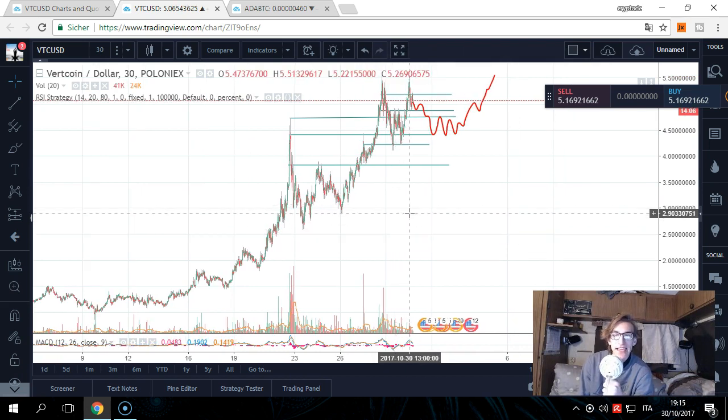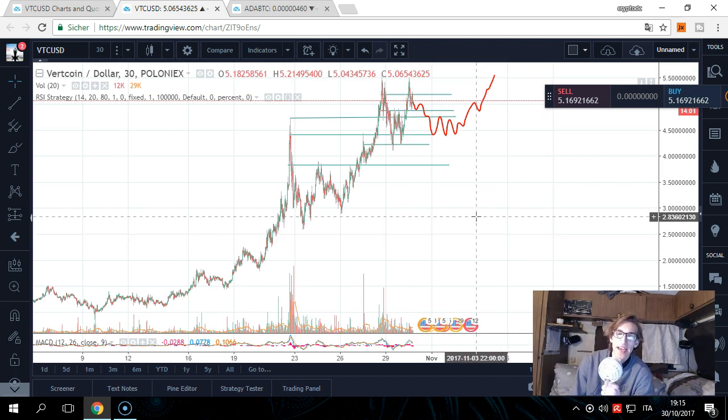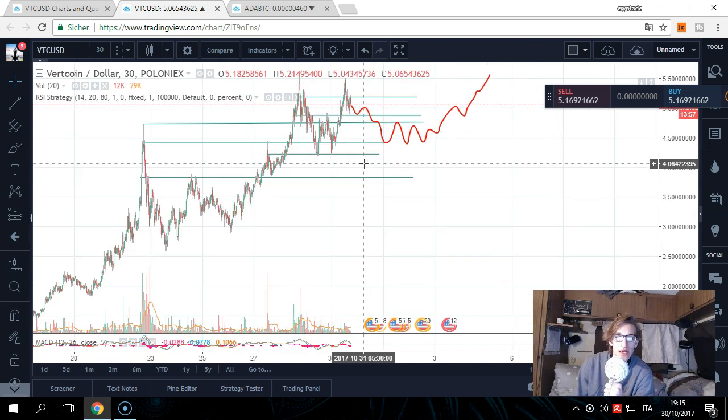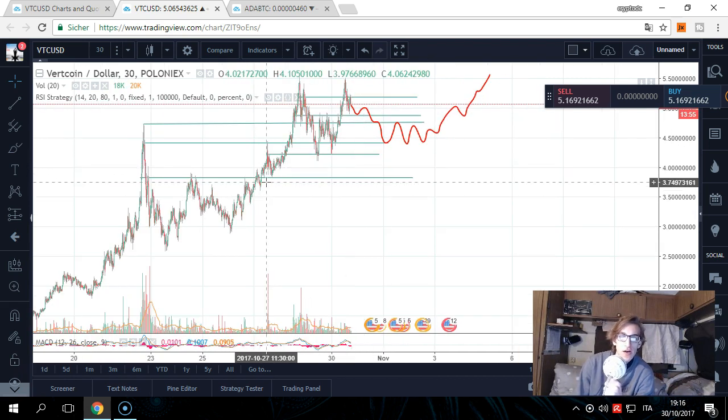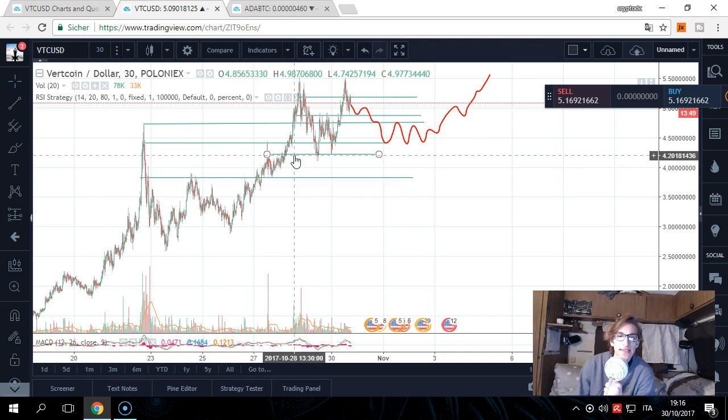And for today, we're gonna check Vertcoin and ADA, aka Cardano. I made some technical research for Vertcoin, and I drew some support and resistance lines.